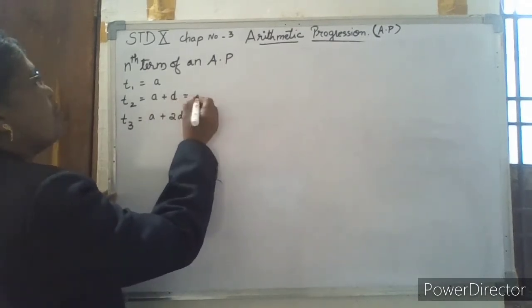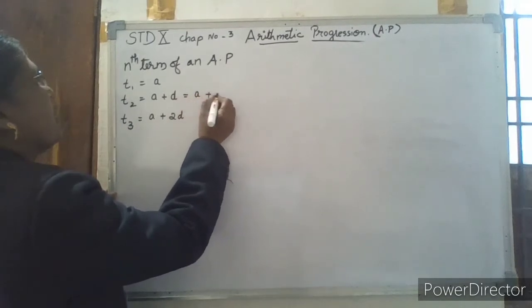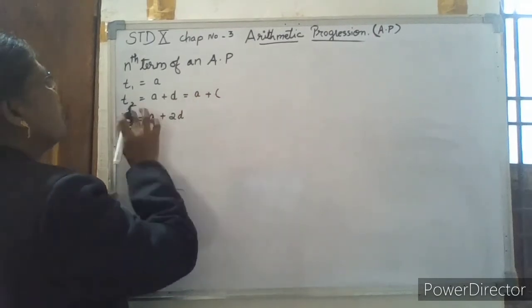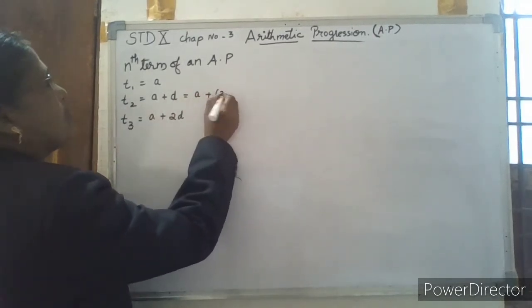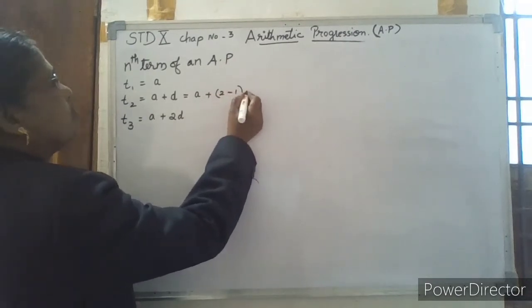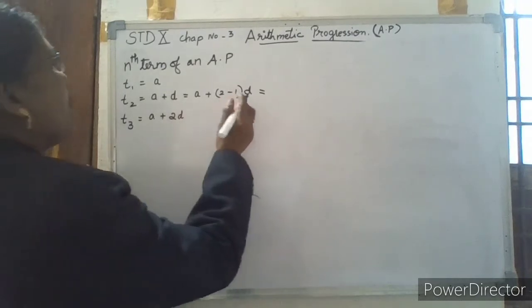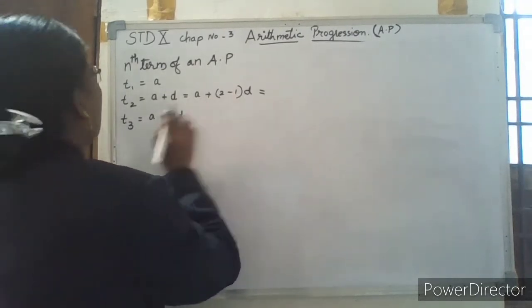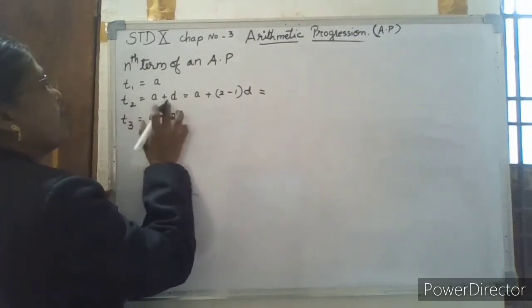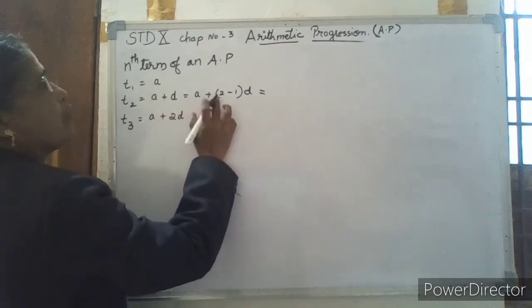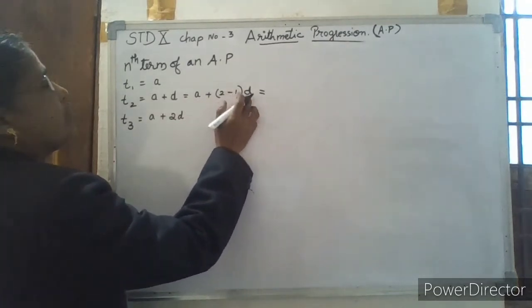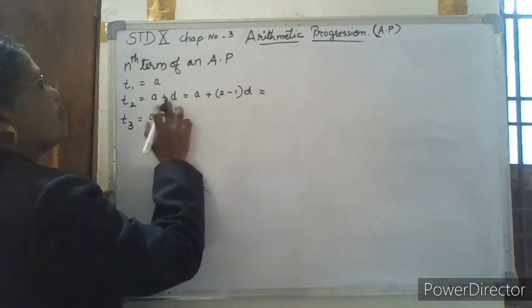This can also be written as A plus (2 minus 1) into D. So the second term, A plus D, can be written as A plus (2 minus 1) into D. So 2 minus 1 is 1, so 1D.